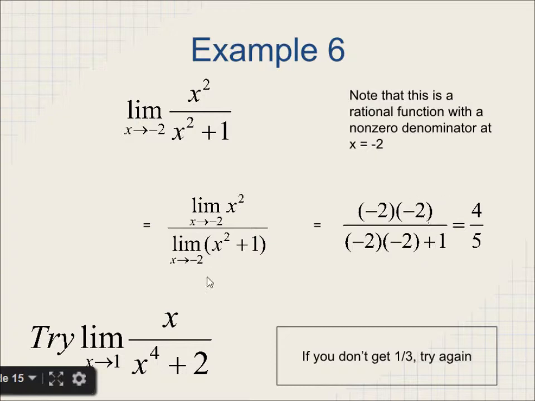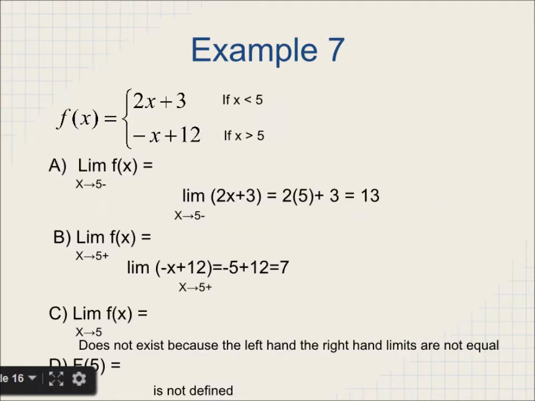In example 7, let's see. It says the function f(x) is equal to 2x plus 3 if x is less than 5, and minus x plus 12 if x is greater than 5. So let's see. If x is less than 5, not including 5, that means 5 minus. So the limit of f(x) as x approaches 5 minus, we put the value in 2x plus 3. By putting the value 5, we get 13. Again, putting the value 5 in the second function as x approaches 5 plus, the value is 7.